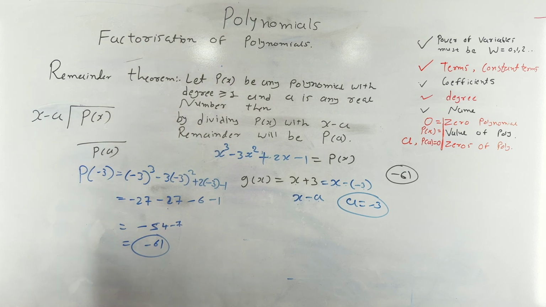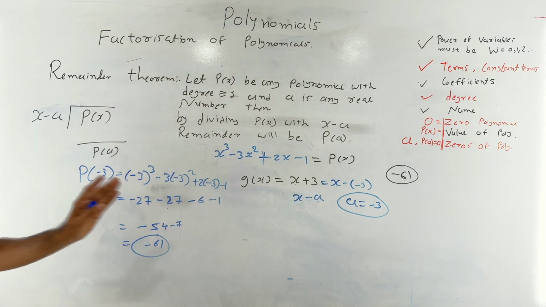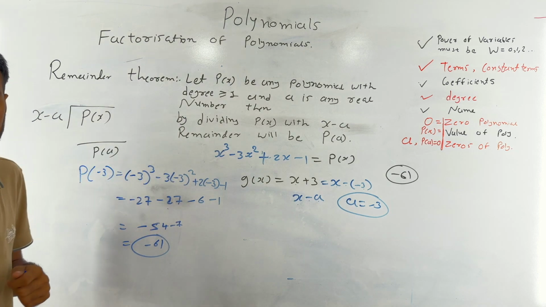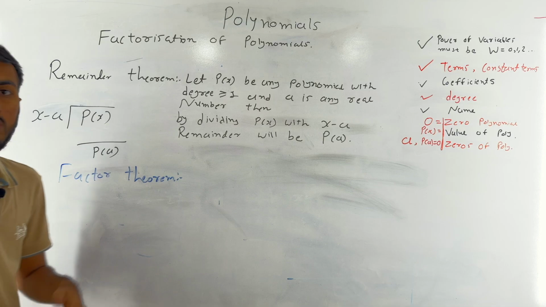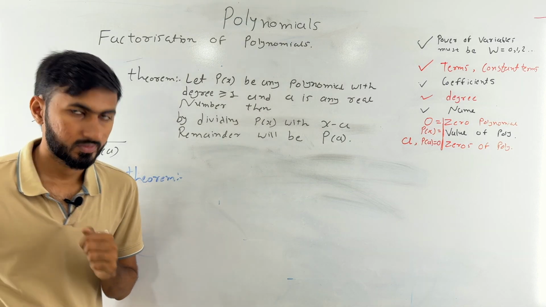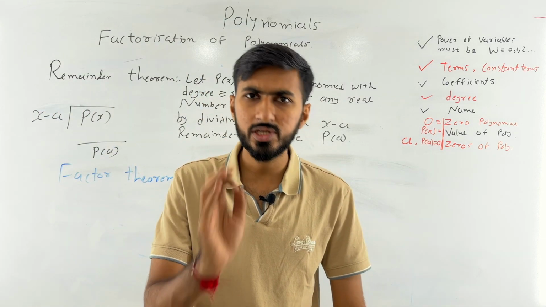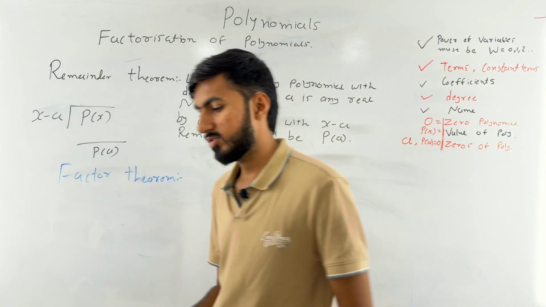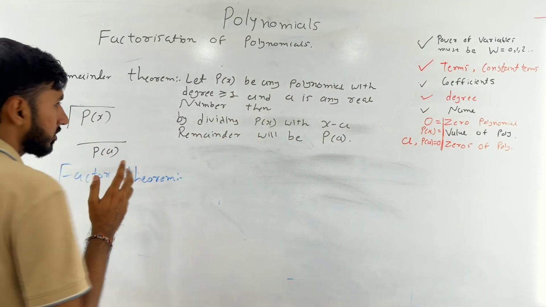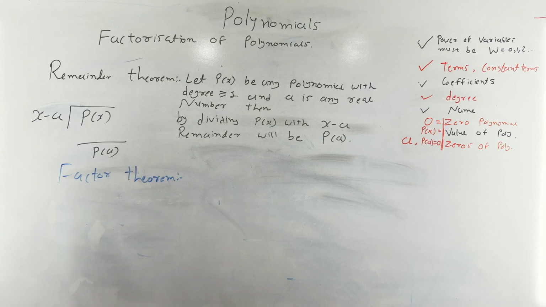Now, it is very easy to find the remainder when you use the remainder theorem, right? So once you understand the remainder theorem, now we will go to the factor theorem. Now what is the factor theorem? Factor theorem is just a special case of the remainder theorem, right? What I am saying is factor theorem is just a special case of the remainder theorem. Why am I saying it?